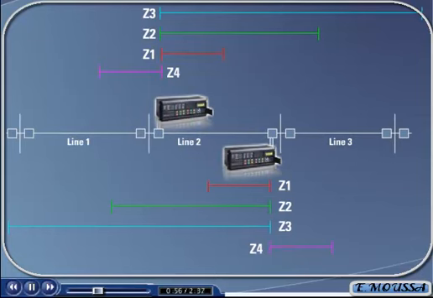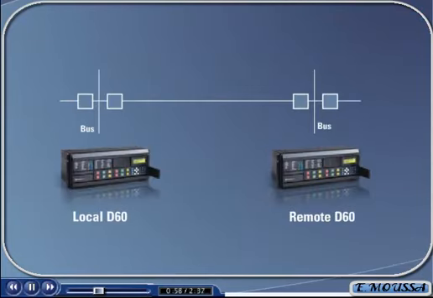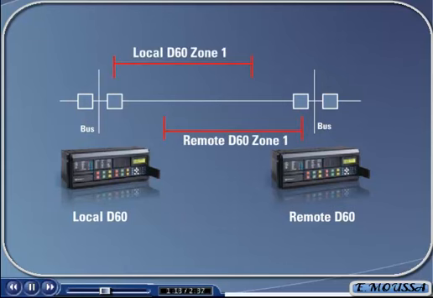For the examples we will be using in this section, we will label the 2 distance relays that are protecting the transmission line in the following way. The distance relay that is located on the left side of the transmission line will be called the local relay. The distance relay that is located on the right side of the transmission line will be called the remote relay.